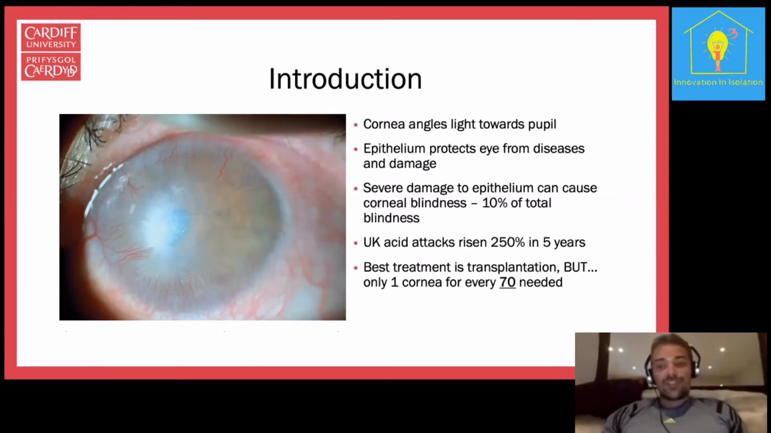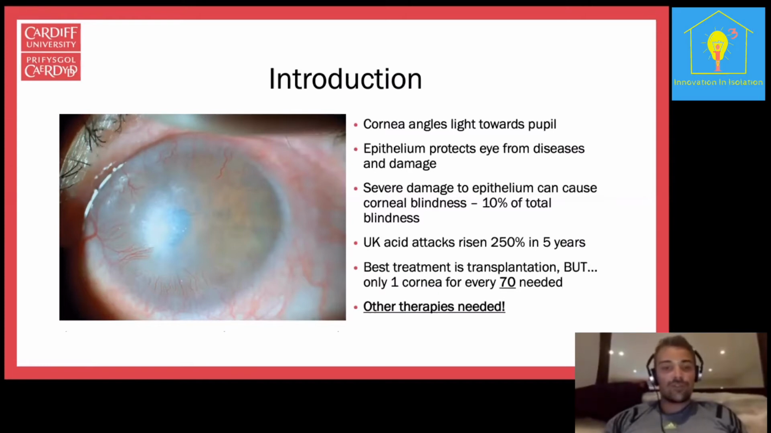So the best treatment is transplantation. However, there's only one cornea for every 70 needed. This is not just in the UK, this is worldwide. Different countries have different needs for transplantable material, but in the UK, corneas are very hard to get, and you'll be on the waiting list for quite a while.